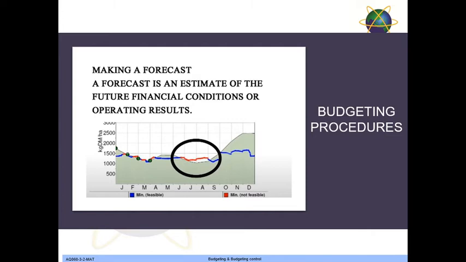We go to making a forecast. A forecast is an estimate of the future financial condition or financial operating result. An estimate differs from a budget in that the latter embodies an operating plan of the organization. A forecast can be prepared in financial and physical terms, or for sales, production, cost or other resources required by the business.